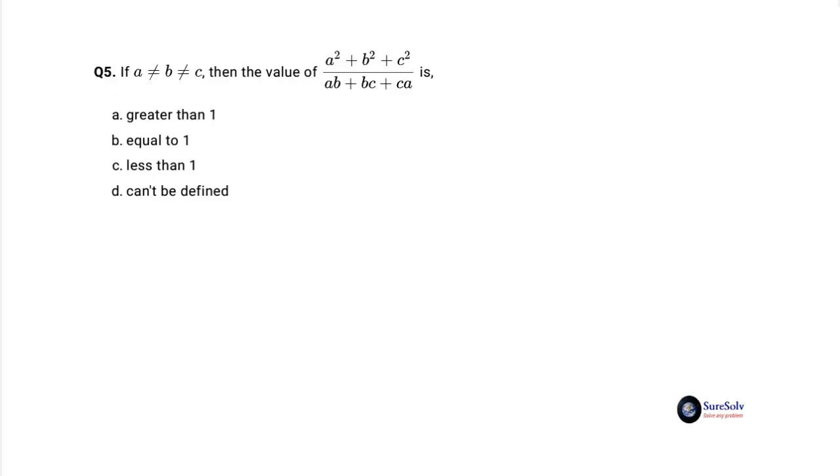To know whether the numerator or the denominator is the larger of the two, the easiest way is to form the difference of the two and compare its value with 0. The difference between the numerator and the denominator is a square plus b square plus c square minus ab plus bc plus ca.